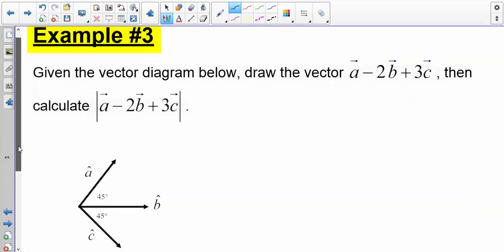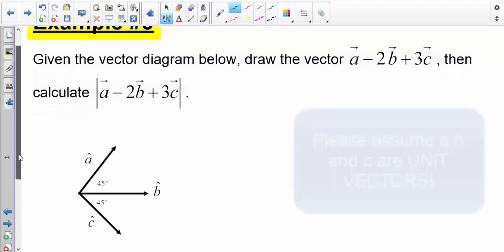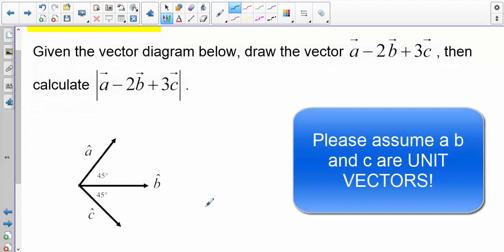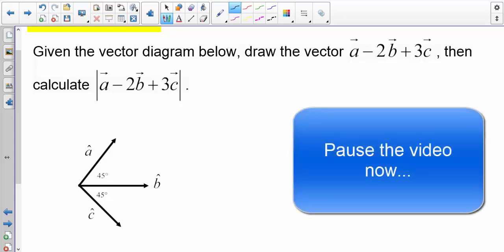So here's a third example. Given the vector diagram below, I'm asking you to draw vector A minus 2b plus 3c, and then calculate the magnitude of that. So again, this is a little bit more of an extension of what we just did and what we did yesterday. So try this one. Try to draw that diagram first, and then, once you've got that diagram, try to grapple with what the magnitude of the resulting vector would be. And obviously, you're going to have to use some trigonometry.